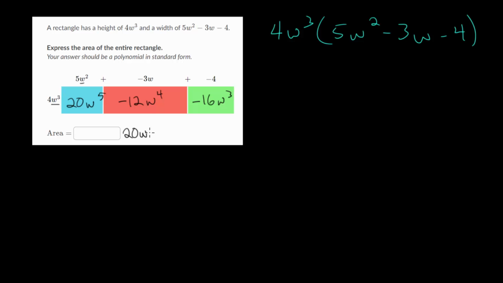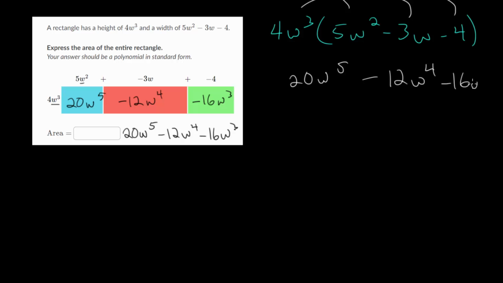So that's 20w to the fifth minus 12w to the fourth minus 16w cubed. And like I mentioned, we can check this by just redistributing, and you're going to get the same answers since we already went through this process. But 4w cubed times 5w squared we know is 20w to the fifth. 4w cubed times minus 3w would be minus 12w to the fourth, and minus 4 times this gives us minus 16w cubed, which, like I said, is the same answer.